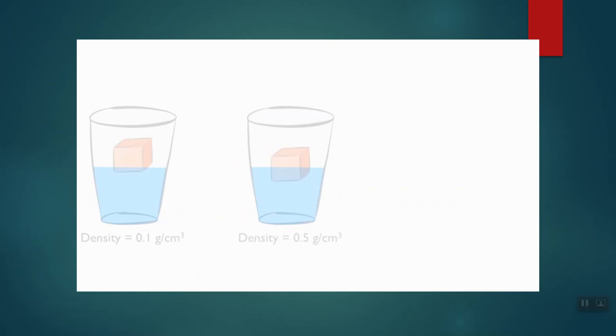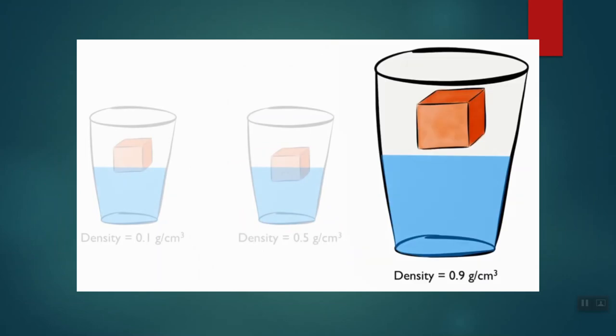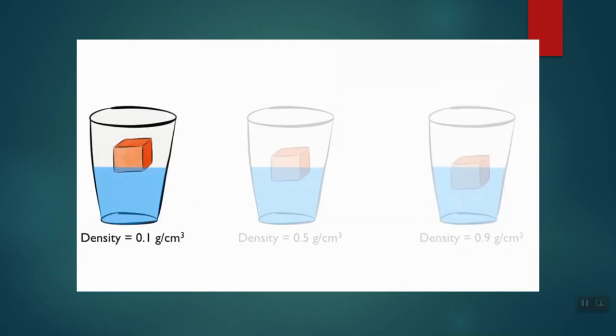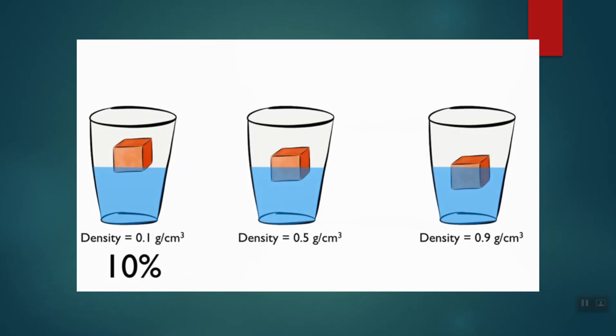Notice that more of the block was below the waterline. Another block with a density of 0.9 is also less dense than water, so it will float. We can see that as density increases, more of the block is below the waterline. Scientists have discovered that the block's density tells us exactly where the block will come to rest. If the density is 0.1, then 10% will be below the waterline. To calculate where a block will come to rest, just convert density to a percent.